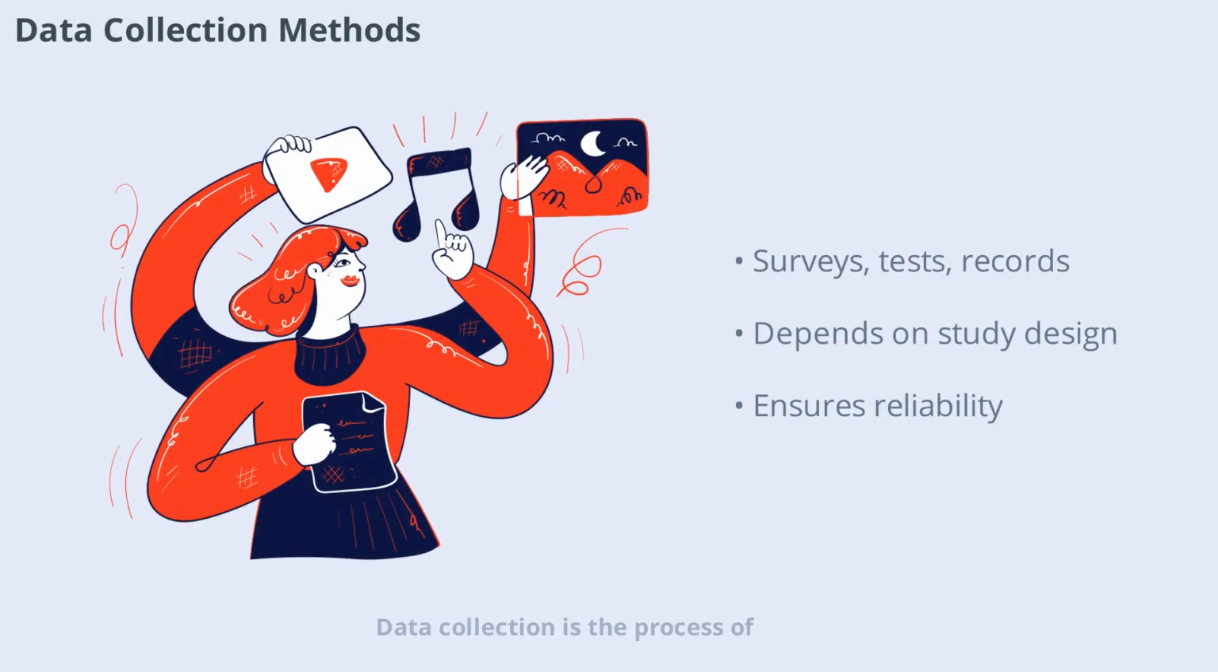Data collection is the process of gathering information relevant to your research question. Methods can include surveys, interviews, laboratory tests, medical records, or wearable devices. Choosing the right data collection method depends on the study design, population, and variables of interest. Accurate and consistent data collection is vital for producing reliable results.